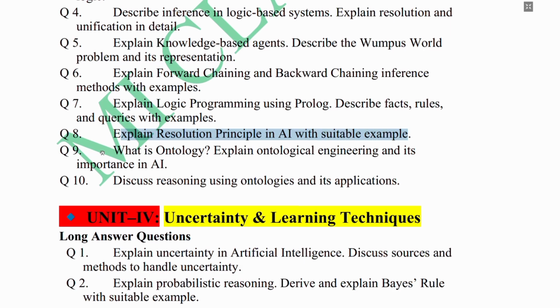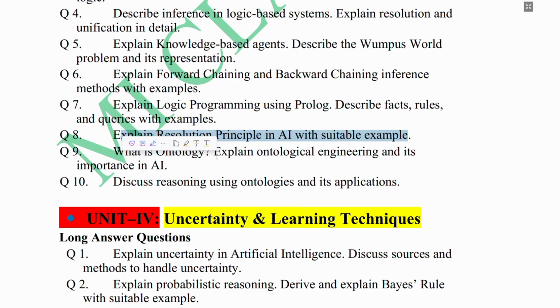And another question is: what is ontology? Explain ontological engineering and its importance in AI. The last question of Unit 3: discuss reasoning using ontologies and its applications.